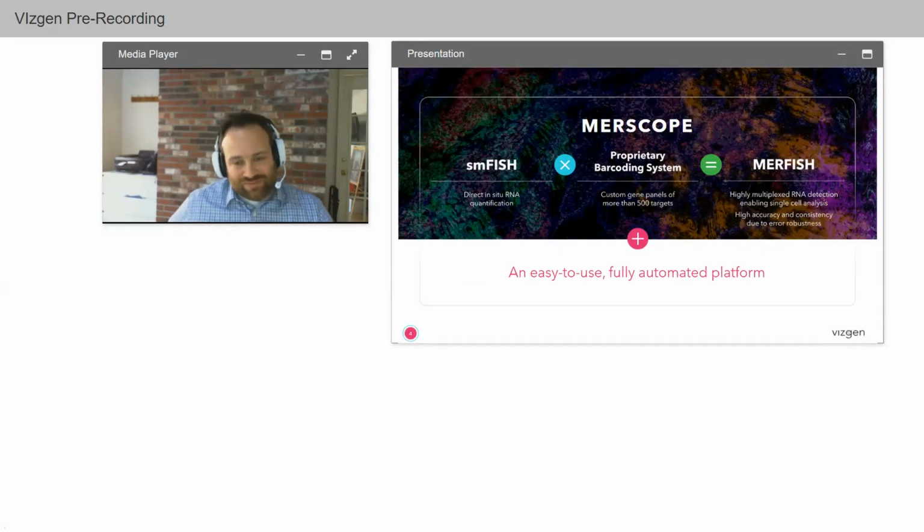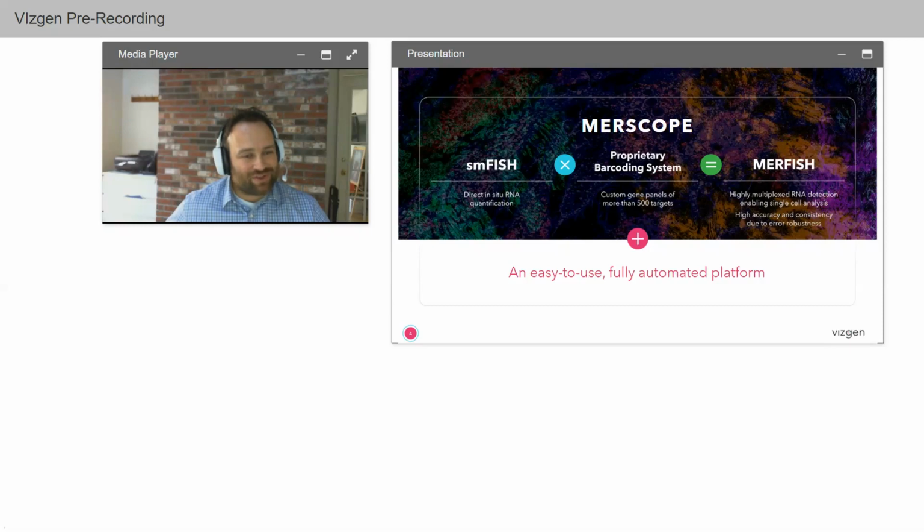And so I mentioned our system is based on MERFISH. That stands for multiplexed error robust fluorescent in situ hybridization. This is a proprietary technology. It is unique to VizGen. MERFISH is built on smFISH. smFISH allows direct quantification of RNA targets within tissue. We combine that with our proprietary barcoding system that allows us to build these gene panels to target more than 500 gene targets and detect all of those transcripts within a single experiment.